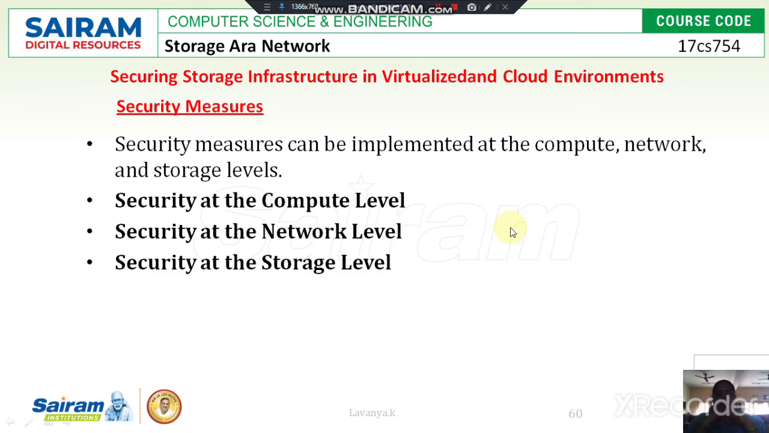Multi tenants means multiple tenants independently using the same set of resources. I am repeating: multiple tenants use the same set of resources individually in the cloud. That we call multi tenant.